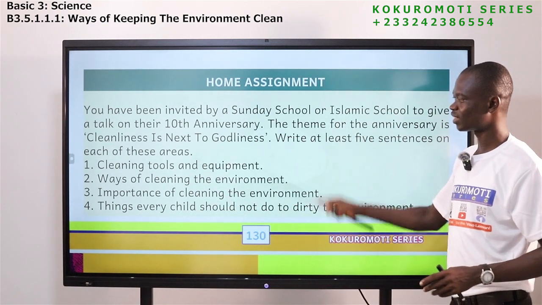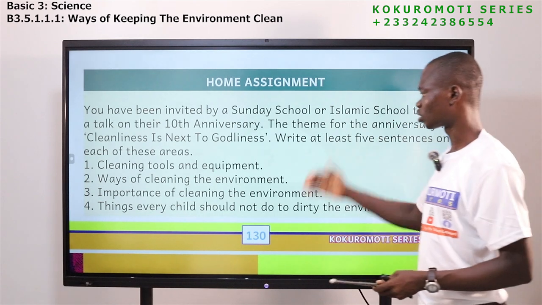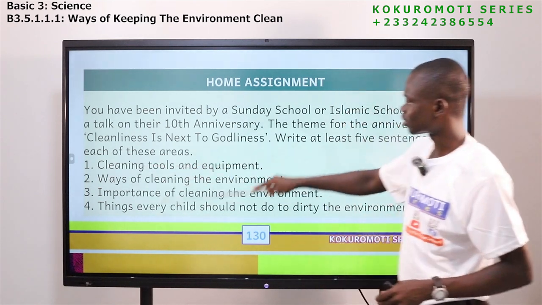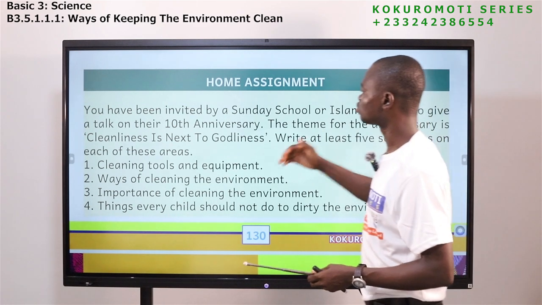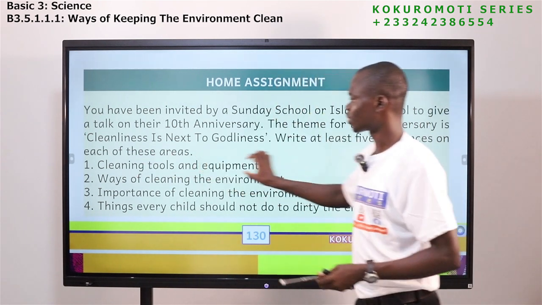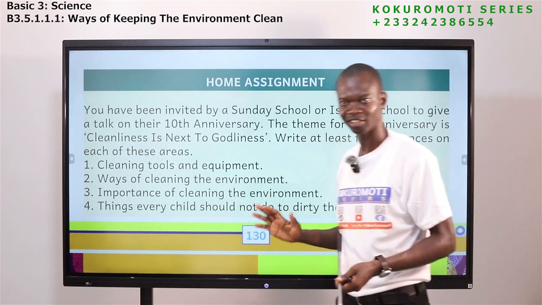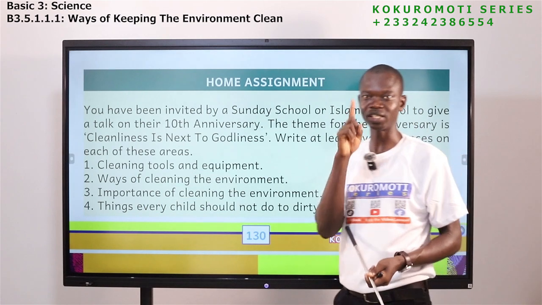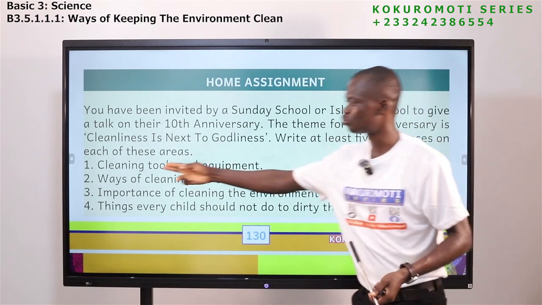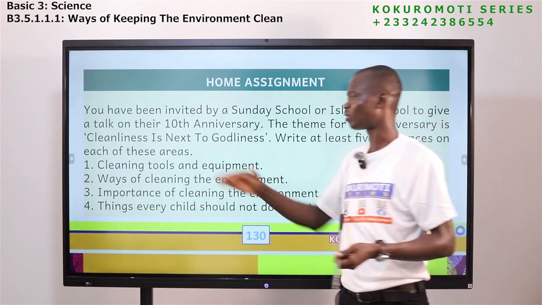So these areas are the areas that you are going to write about or give a talk on. The first one, cleaning tools and equipment. So you have to write something on this one, cleaning tools and equipment, the things that we use for cleaning. So at the anniversary, when you go, they are inviting you. When you go, please tell them: what are the tools that we use for cleaning? What are the equipment that we use for cleaning? So you start by writing this one.